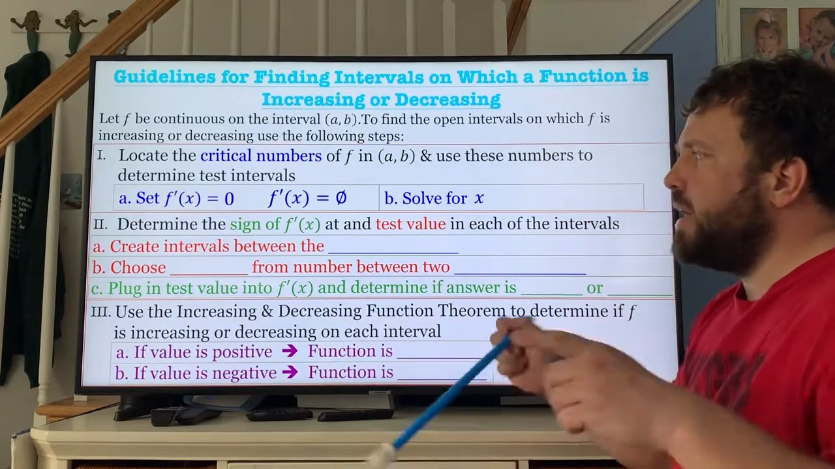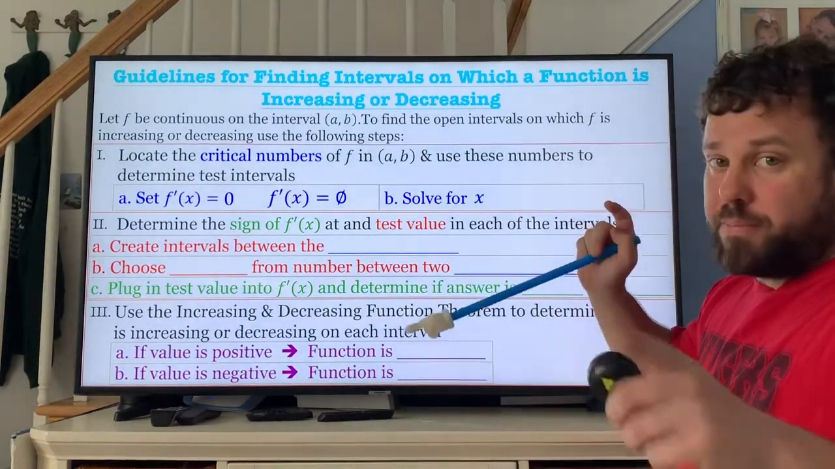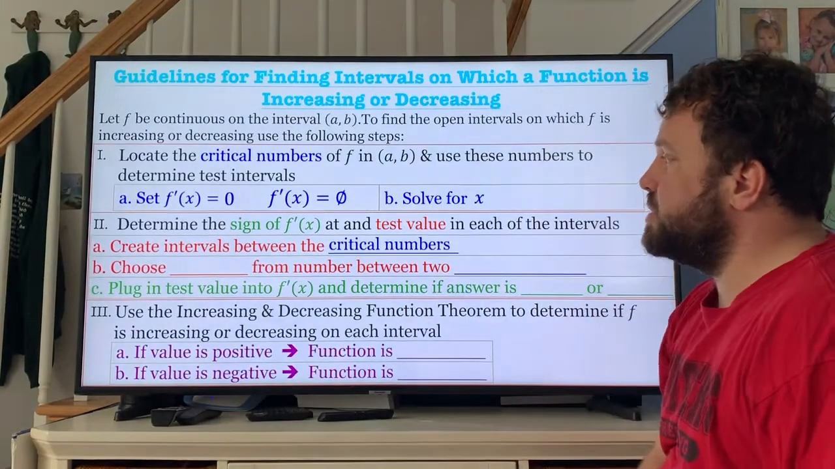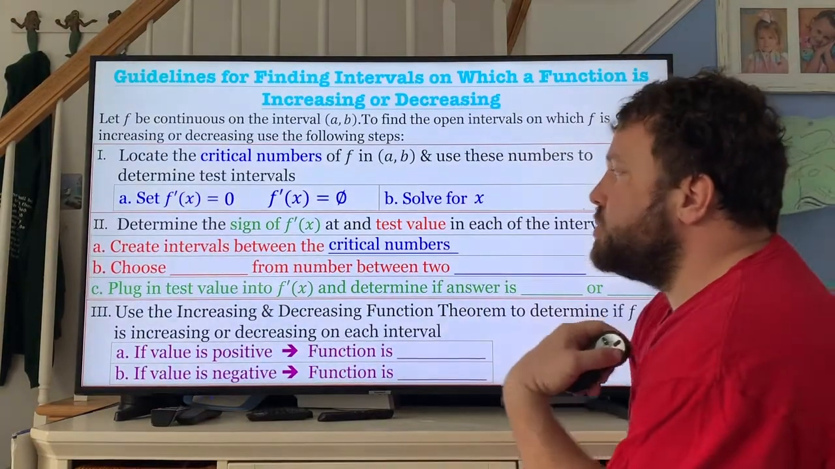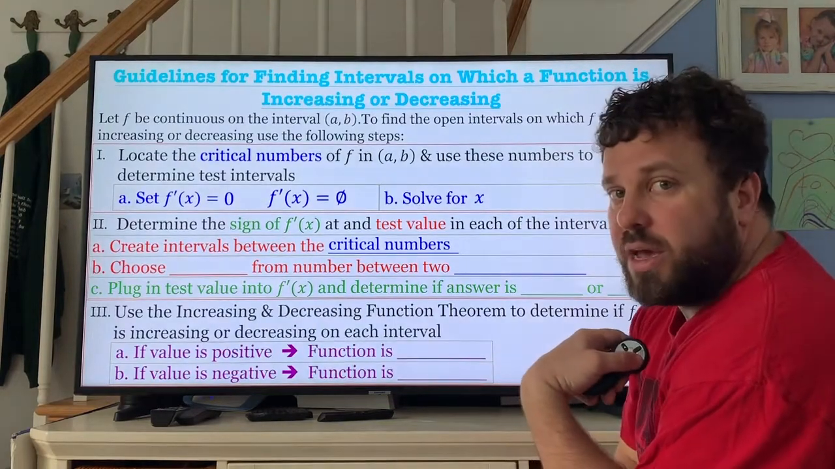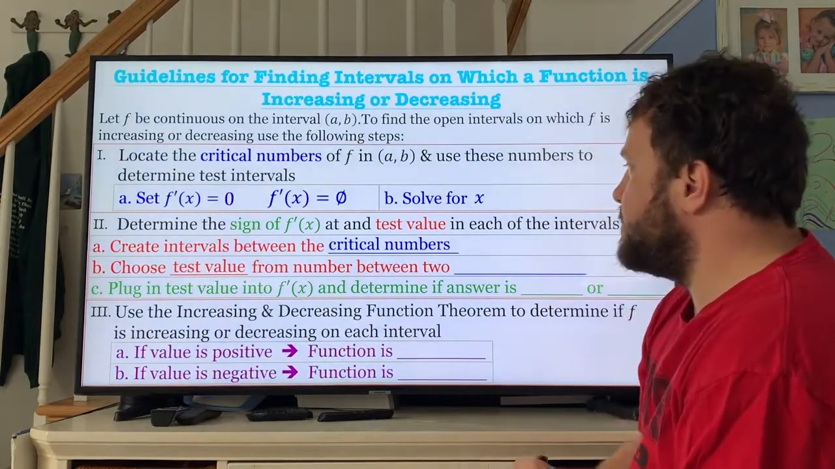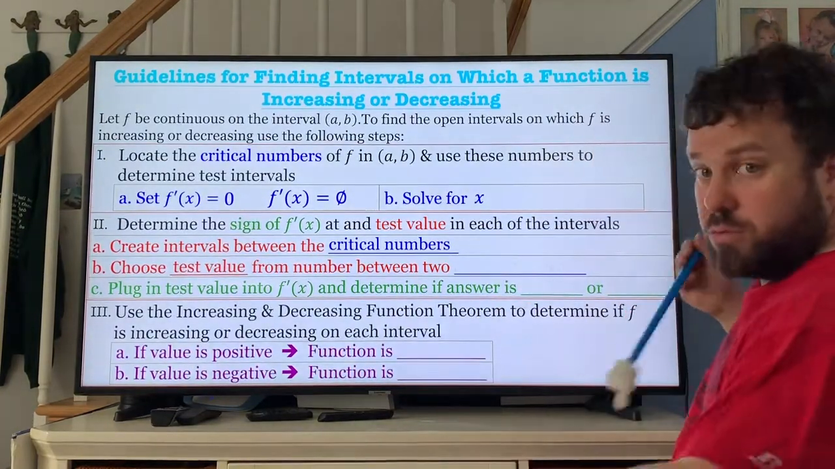So you're going to create intervals between the two, what do you think? Yes, the critical numbers you just found. You're going to choose a test value from the number between the two. Match the colors. Blue, blue, critical numbers.